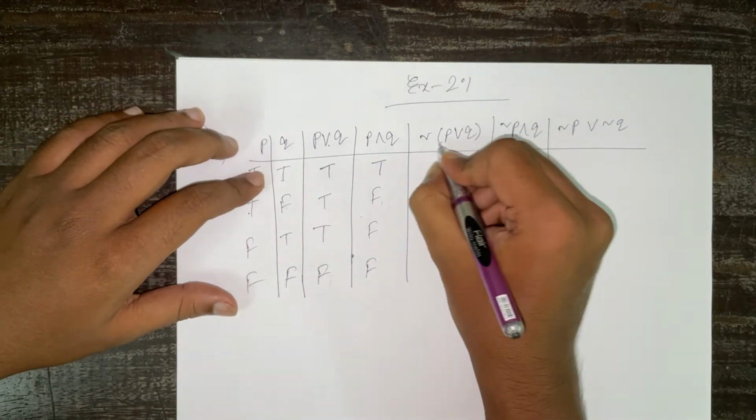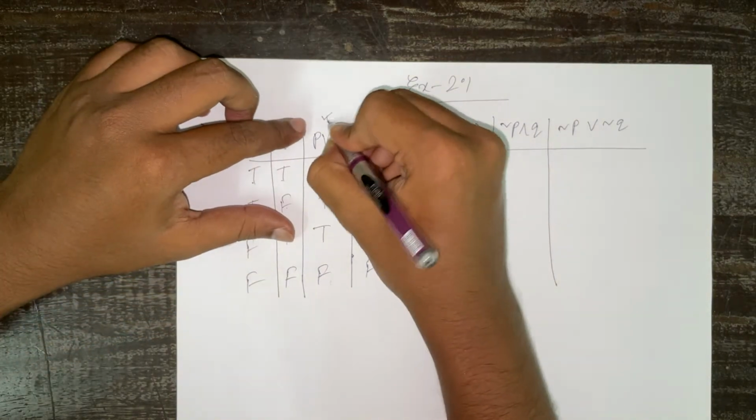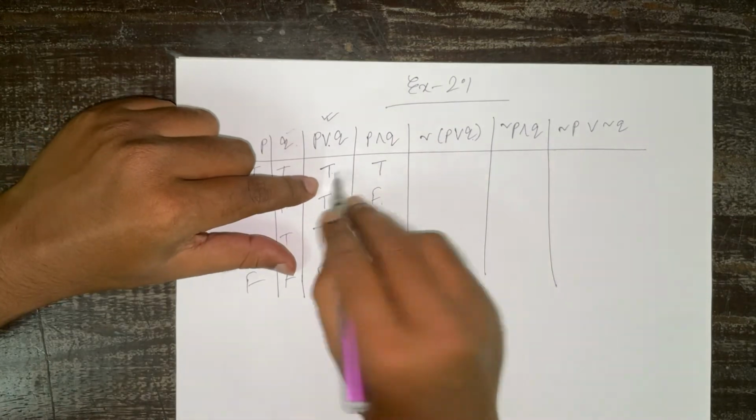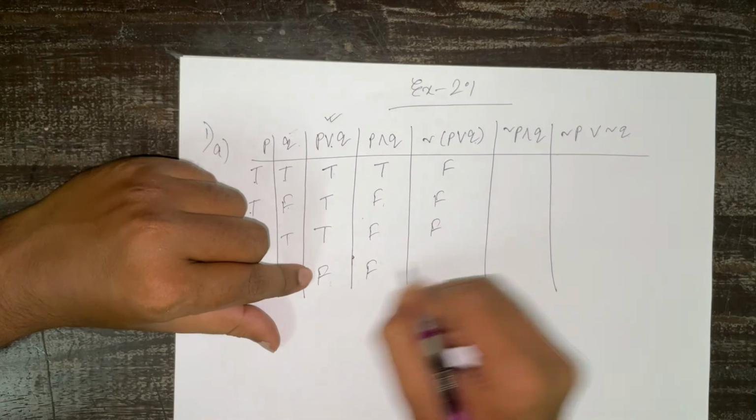Now we will see negation of P disjunction Q. So this is our disjunction column. We have to write the negation, means exactly the opposite. So the first one is true, this is going to be false. First true, false; true, false; false, true. Negation.